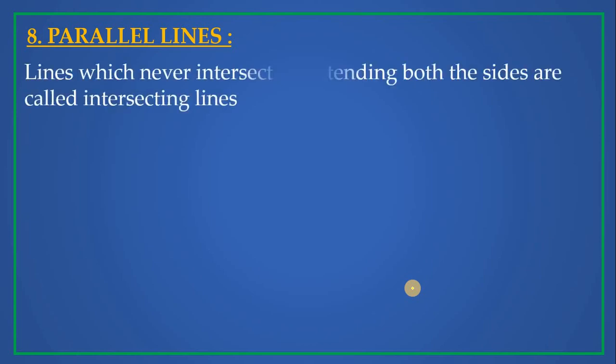Next, let us move on to parallel lines. First let's see the definition, children. Lines which never intersect on extending both the sides are called parallel lines. It is just opposite to intersecting lines, children. Here these are called parallel lines, not intersecting lines. You just make a change here. See, this is just opposite to intersecting lines. In intersecting lines, two lines will pass through one another. But in parallel lines, it is just opposite to that.